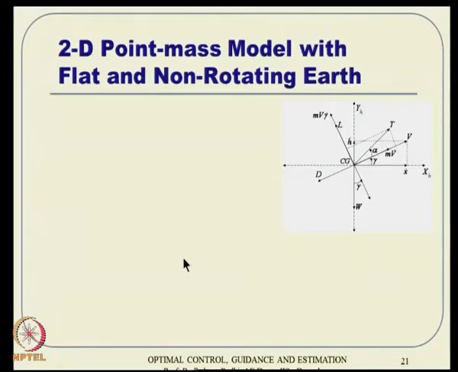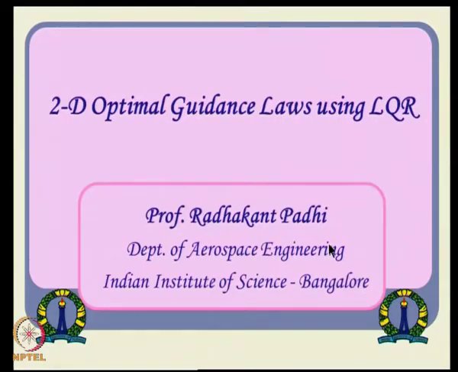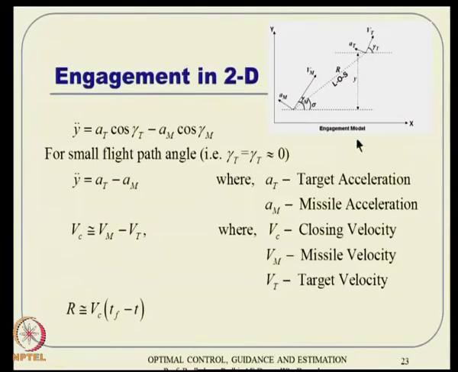Typically, as we have talked about in the flight dynamics lecture, if you take a flat, non-rotating earth and a simple 2D point mass model, you can fix an axis system and come up with two kinematic equations and two dynamic equations. This part does not talk about target dynamics, but what we are really interested in is a formulation where the relative dynamics between target and vehicle is accounted for. Let us see that very quickly. This is 2D optimal guidance laws using LQR.